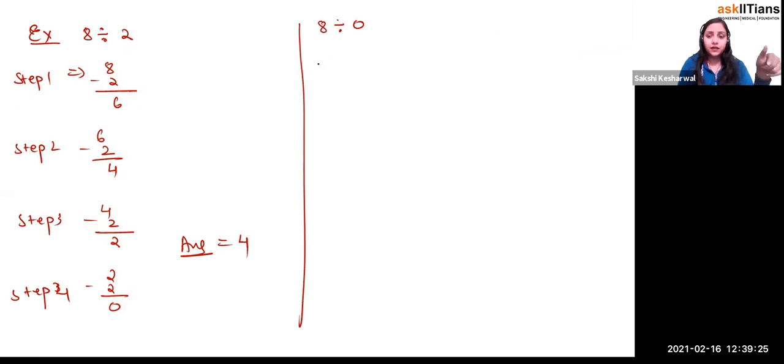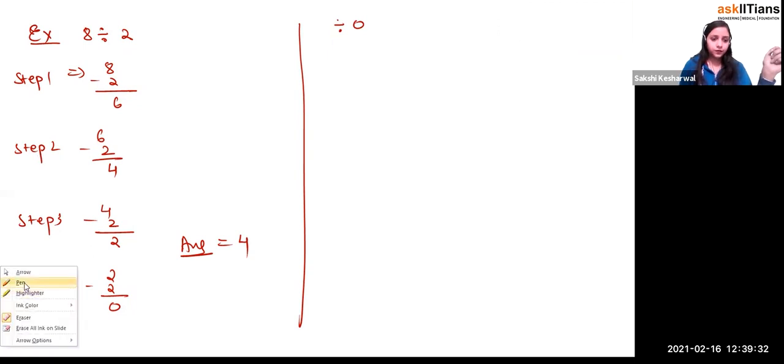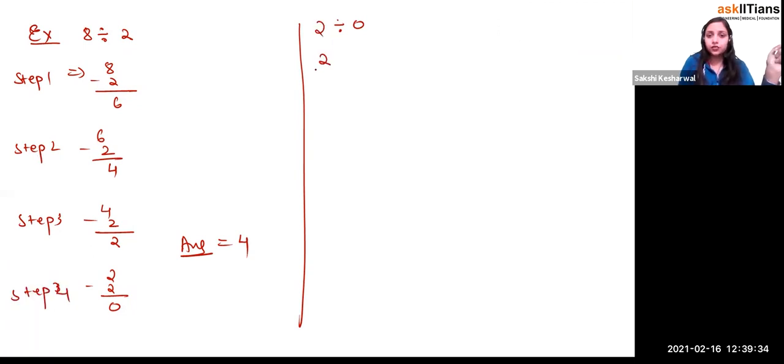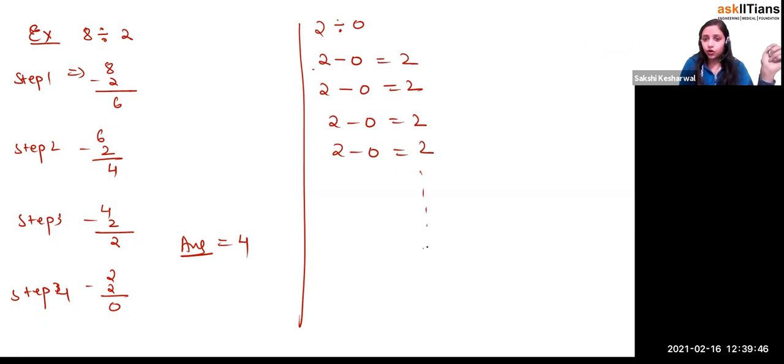For 8 divided by 0, I'll take a small number because it's going to be very long. So I'll take 2 divided by 0. I write 2 minus 0, which is equal to 2. Now 2 minus 0 again is equal to 2. Again 2 minus 0 is 2. So will you get 0 at any time? You are not going to get 0 at any time.